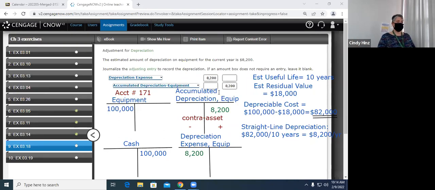This accumulated depreciation account then would need to go right along with it. And so it might be account number 171A or 172, depending on how we number our system. But those two accounts go together. We can't separate them. We have to look at them together. Because we've got the asset, equipment, and the contra asset that goes with it, goes actually against it.